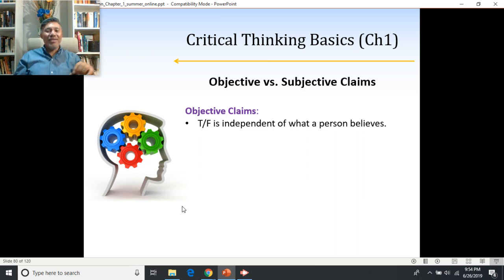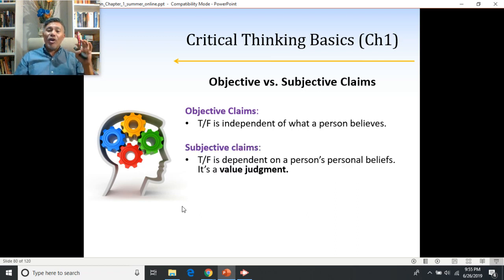If you take philosophy one, if you take a philosophy of epistemology sort of class, this gets into murky waters. But for now, let's just say that any sort of claim that is independent of what a person believes, that's just true or false, because that's how it is in the world, those are objective claims. There are some claims, however, that are dependent upon a person's personal beliefs, right? There are some claims that are dependent on how a person looks at the world. These are value judgments about it, right? These are likes and dislikes.